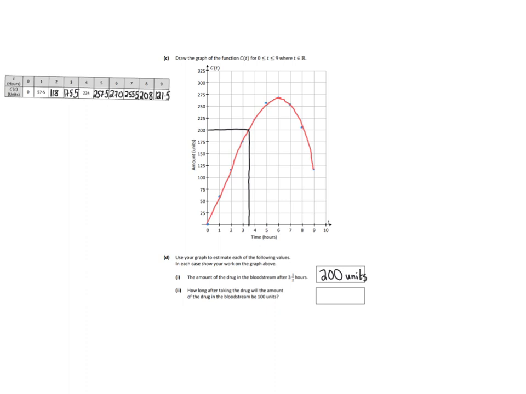It's really important. The second part says, how long after taking the drug will the amount of the drug in the bloodstream be 100 units? So for this one, what you do is you go to 100, you go across, and you come down. And for this one, the answer will be roughly 1.8 hours. And that's part D completely finished.